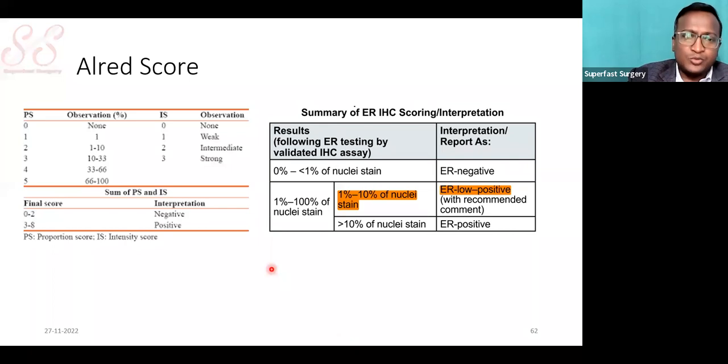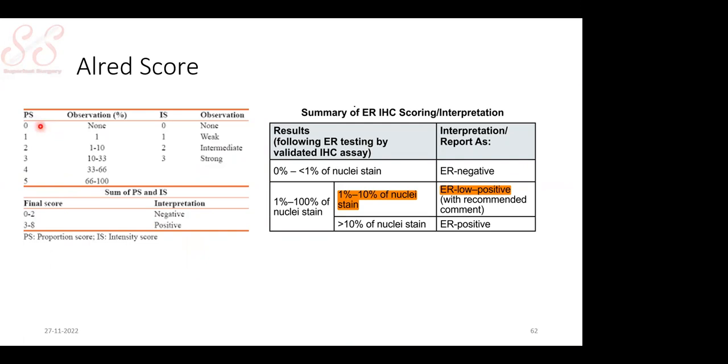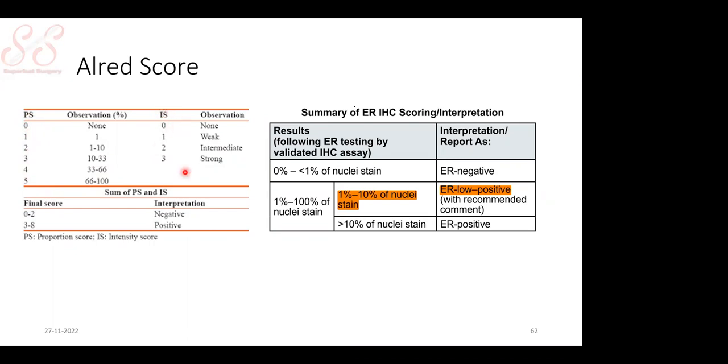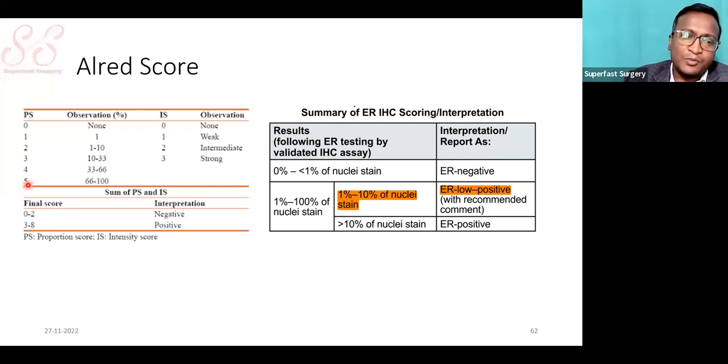Now the Allred score: the cells will be stained, and they will see the number of cells that are stained and the intensity of the staining. PS is the proportion score, the number of cells stained, as a percent. If 66 to 100% of the cells are stained, the proportion score is 5. The proportion score is between 0 to 5 and the intensity score is between 0 to 3. When we have strong intensity, the highest intensity score is 3. So the minimum total score is 0 plus 0 is 0, and the highest total score is 5 plus 3 is 8.